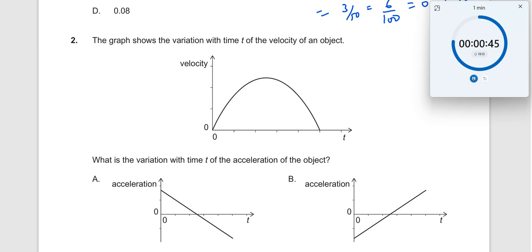What is the variation of the acceleration of the object with time? How is the acceleration of the object changing? There are 4 graphs given over here. Okay, so somewhere you need to understand the acceleration. First, let us understand like this.